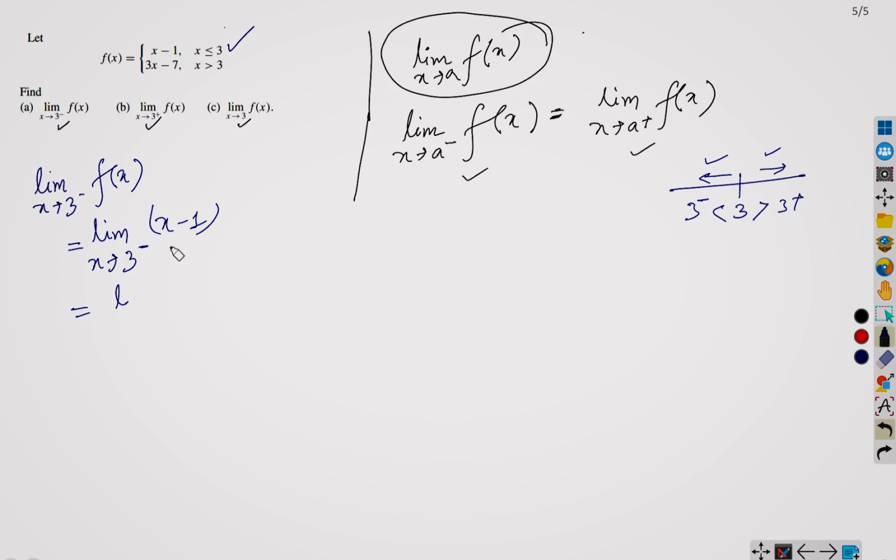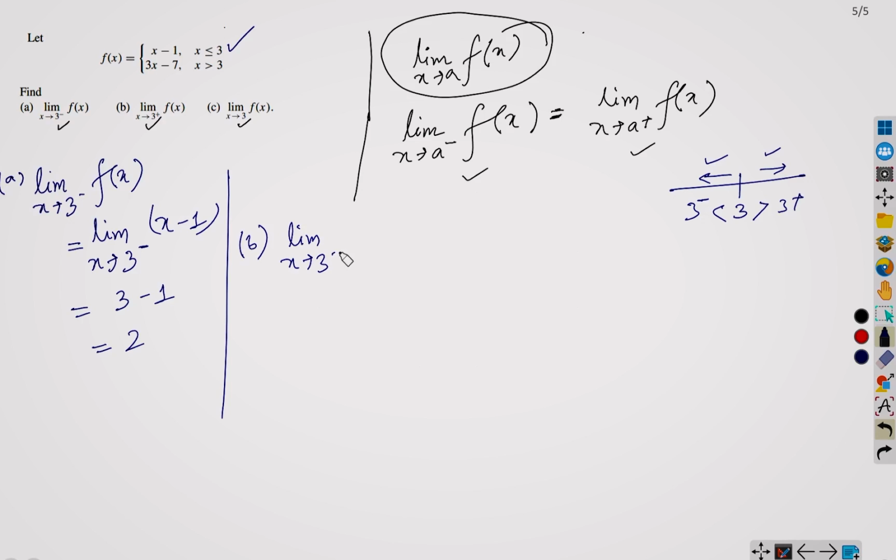Now we will straightforwardly substitute the value, x tends to 3 minus. If we substitute, we obtain 3 minus 1 equals 2. Let's just number this (a). Now we will solve this one.